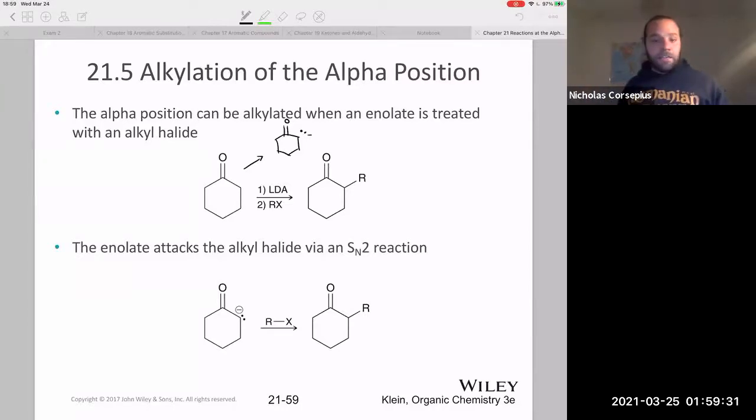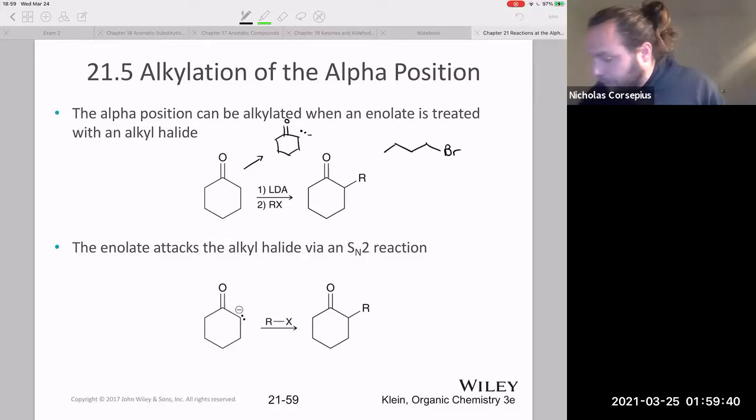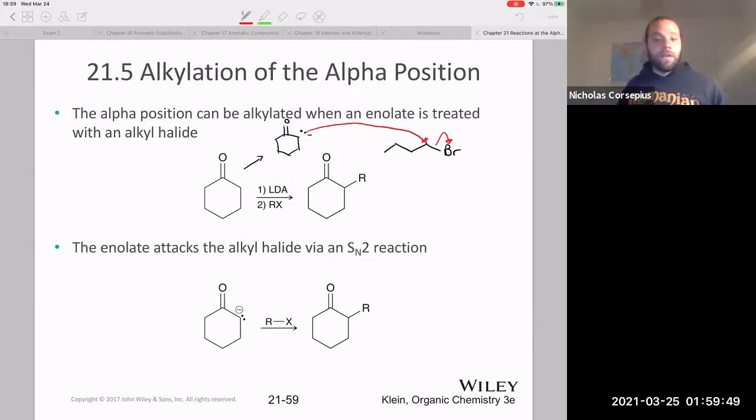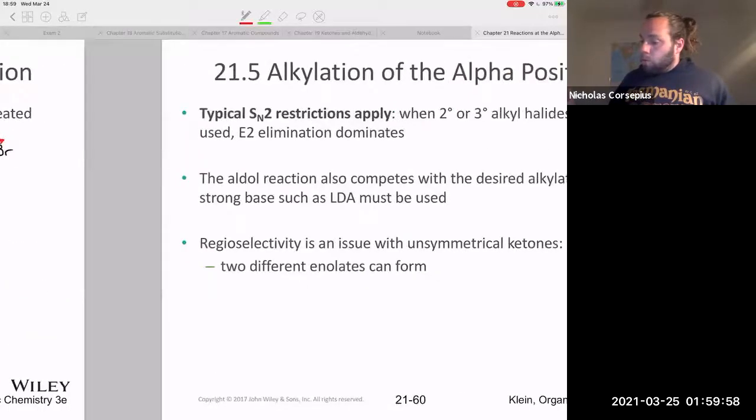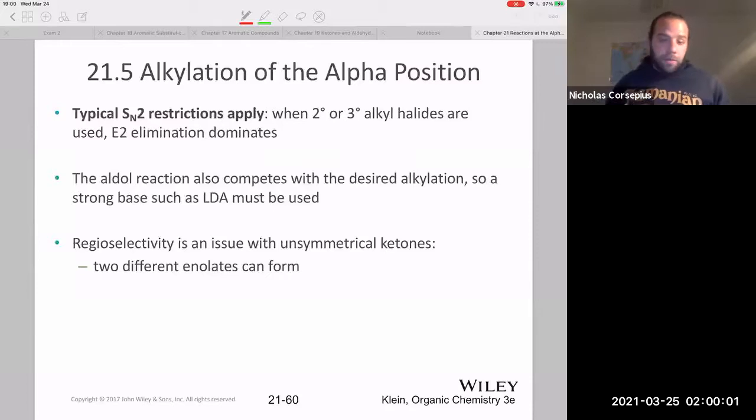And then you're just going to take this enolate ion and react it with an alkyl halide, right? So you're going to have, I don't know, something like this. Some alkyl halide. Your enolate ion is just going to be a nucleophile and kick off that leaving group there. Okay, so this is just sort of an SN2 reaction, nothing crazy going on here. Because it's an SN2, typical restrictions apply. We'll work with secondary alkyl halides, although the E2 product will dominate. Really won't work with tertiary alkyl halides at all because you'll only get E2 product.